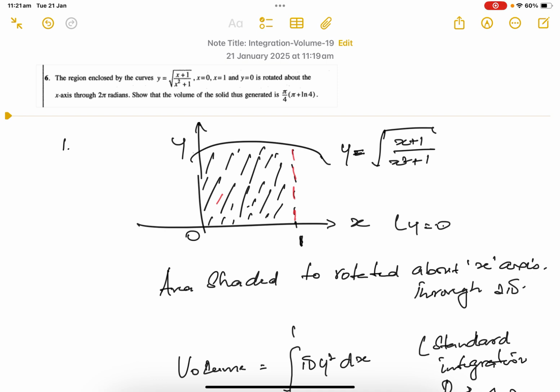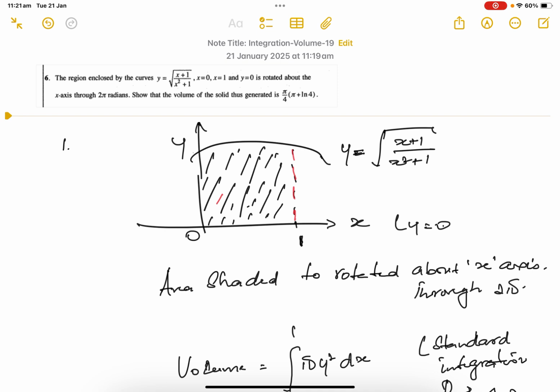Let's put a little sketch. The sketch is nowhere near correct, just for the visibility of what we are doing. A pictorial explanation is better. It's just any curve, so we don't know exactly how the curve will be. The equation is y equals square root of (x plus 1) over (x squared plus 1), and the region is defined by x equals 0, the y-axis, x equals 1, the dotted red line, and y equals 0, the x-axis. So the region is shaded.